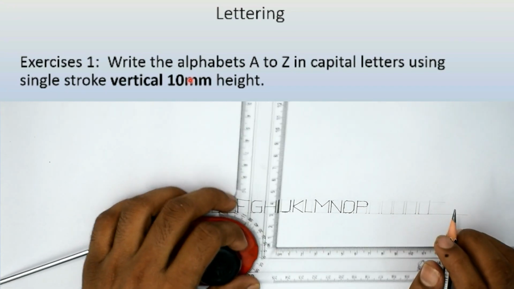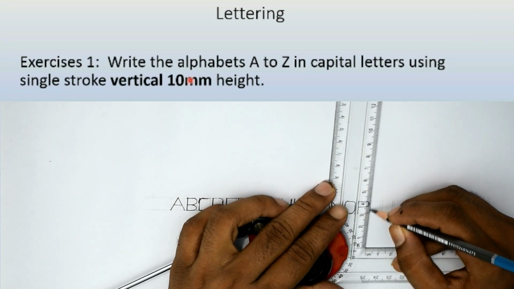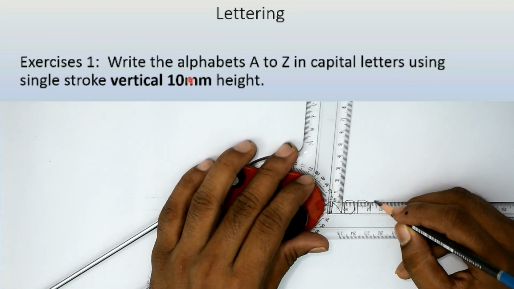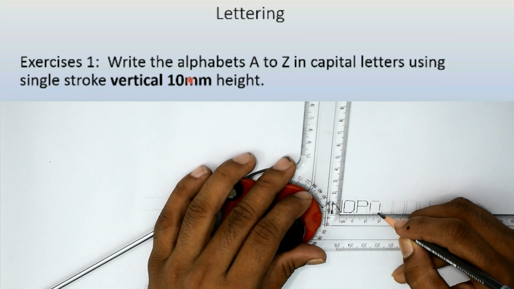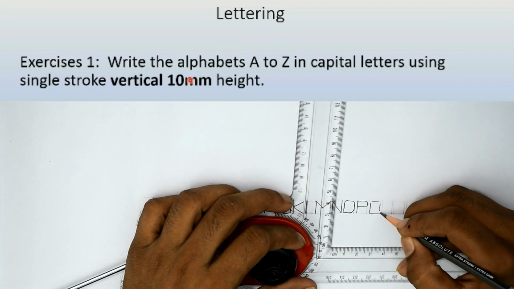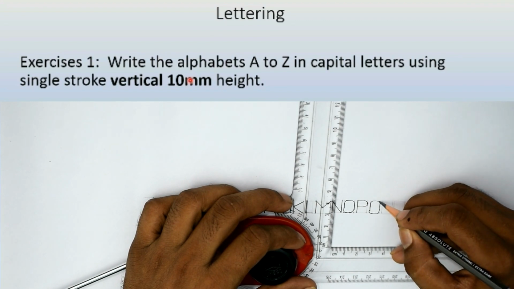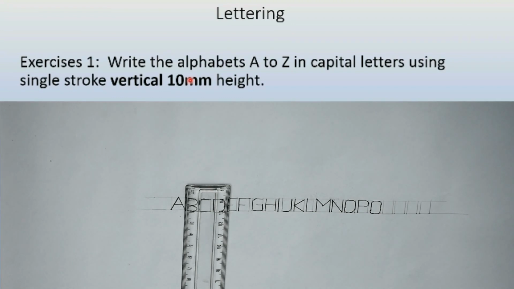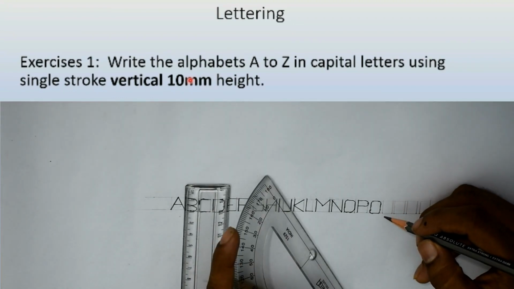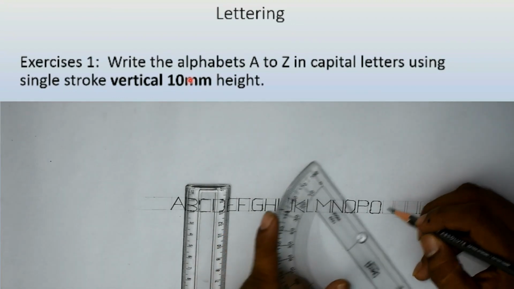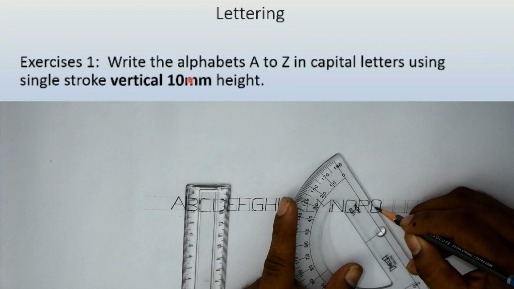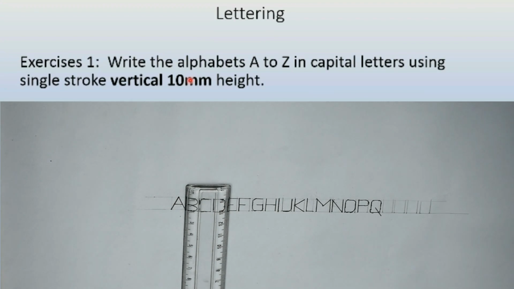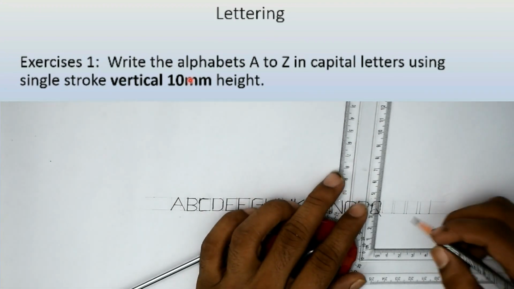P and Q is similar to O. Similar to O, we have to draw first a straight line. Then we have to close this with free hands. But in Q you will have one line here, just to indicate that this is Q, and now PQ.